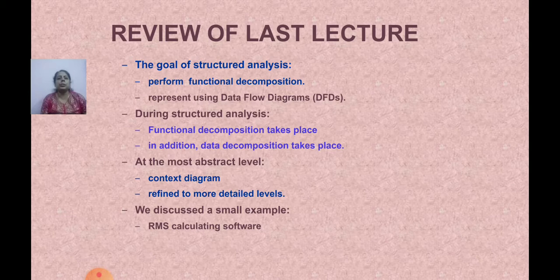This means from the SRS document, the system analyst converts it into the context diagram, the most abstract level diagram, then it is converted into different decompositions. The functions are refined into subfunctions, and subfunctions are again refined into more detailed functions in the level 1 and level 2 diagrams of the DFD. We also discussed an example of RMS calculating software. How can we represent the RMS calculating software in a DFD? So these things I have discussed in the previous lecture.